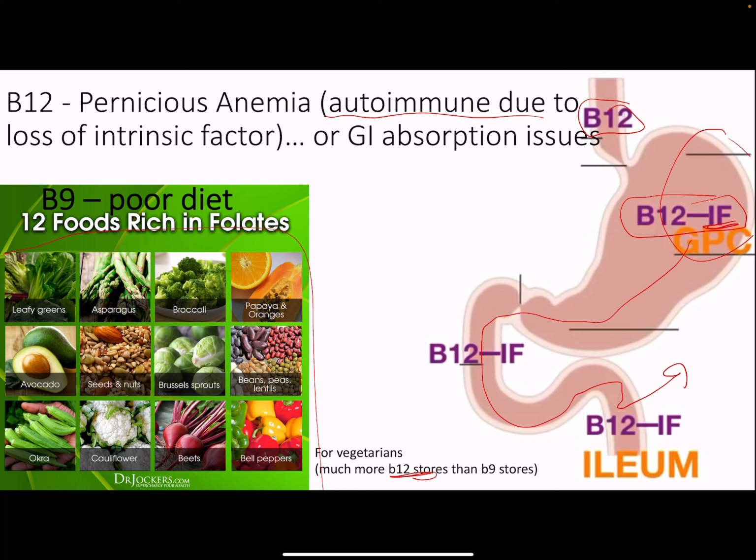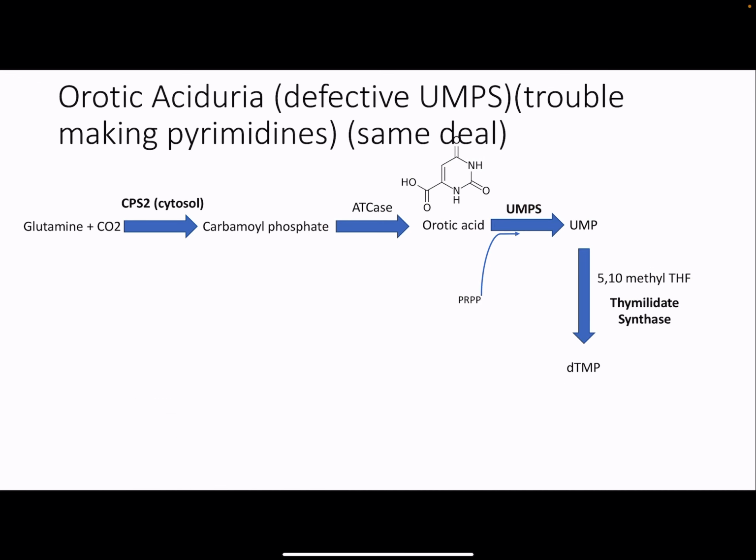Alternatively, maybe you have celiac disease. Maybe you had a gastric bypass and you're bypassing your duodenum. There could be various other reasons why you're having difficulty with absorption, but probably the most likely is the B12 pernicious anemia reason. All right, so for a very similar reason, orotic aciduria is going to cause megaloblastic anemia.